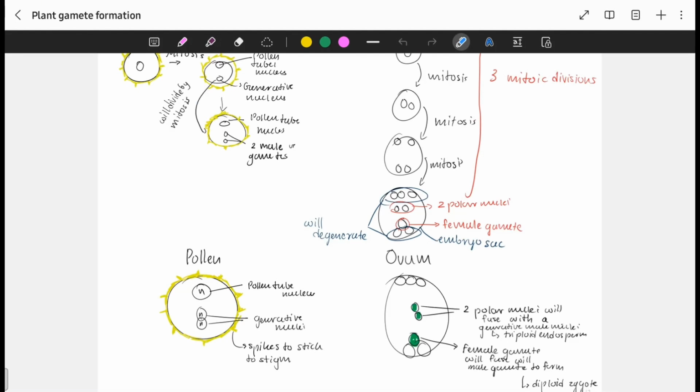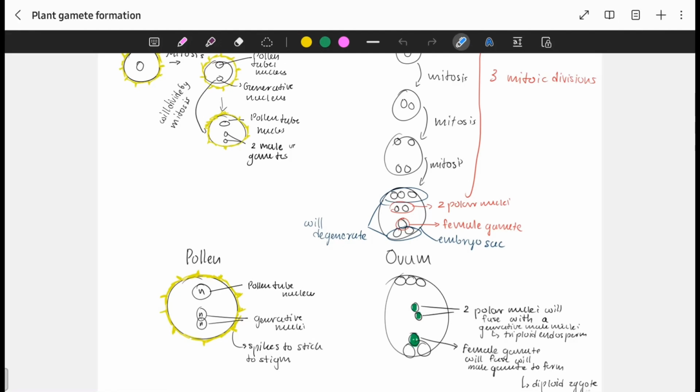If you guys have any questions, you can write them. Till then, Rakshit wrote, what is the role of the 3 synergids in the ovary? Basically, the 3 synergids in the ovary help mostly in fertilization. They're involved with the pollen tube and the fertilization.